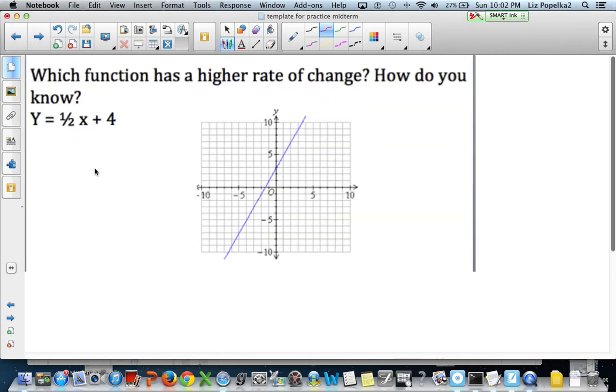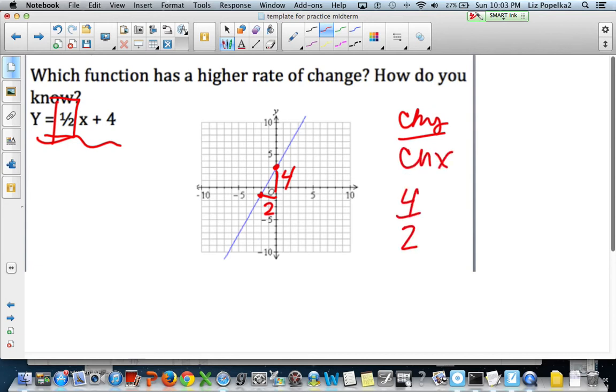Last but not least, which one has a higher rate of change between this one and this one? The number in front of my x is my rate of change, so that one is a 1/2. Now to find my rate of change from the table, I'm just going to pick 2 points where it hits right in the corner. I'm going to pick that one and that one. I'm going to draw my little imaginary triangle. So it went over 1, 2, and then it went up 1, 2, 3, and 4. So my rate of change, remember, is my change in y over my change in x. 4 over 2 simplifies to a 2. So the graph is higher.